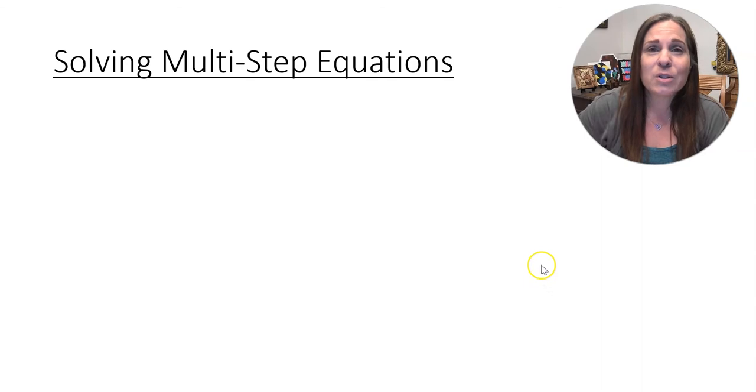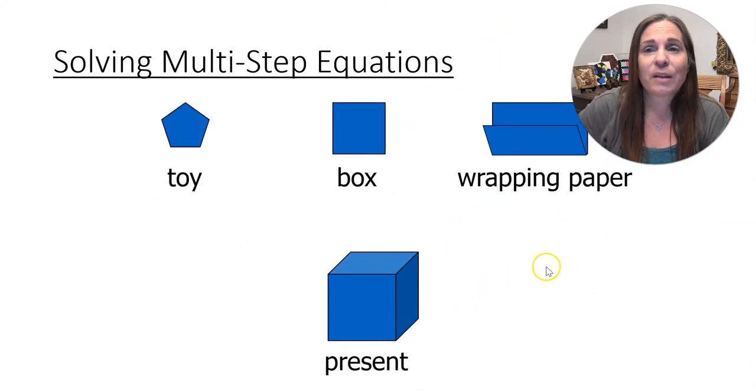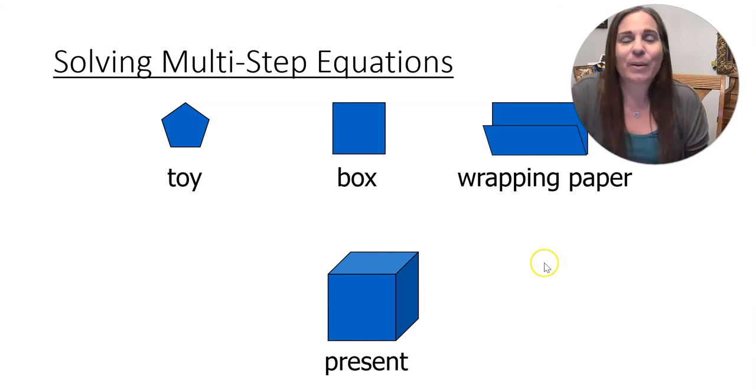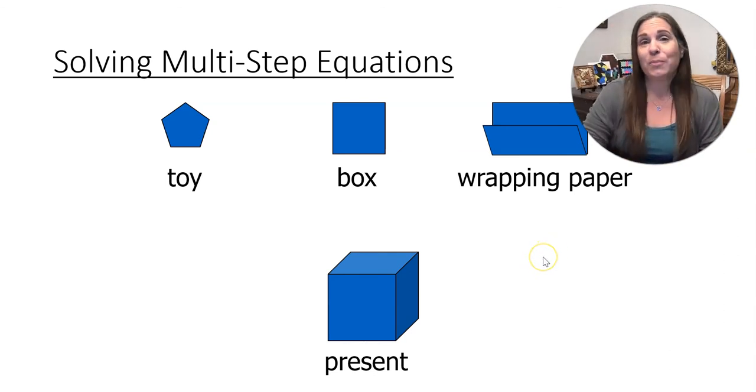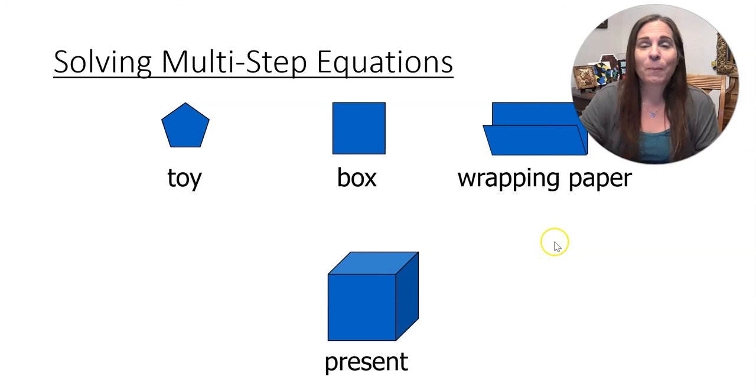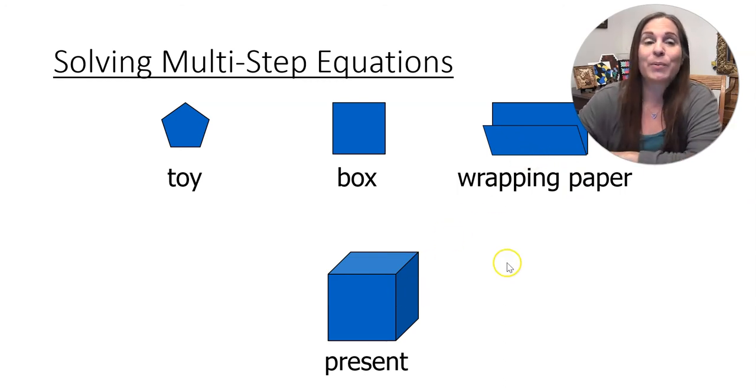And I'm also going to use a few symbols to represent some objects. So these are the symbols that I'm going to use to represent the objects that I'm going to show you today. The pentagon is going to be used to represent a toy or an object that we're going to give to someone. The square is going to represent a box. Then this shape over here is going to represent wrapping paper. And then the cube is going to represent a present.